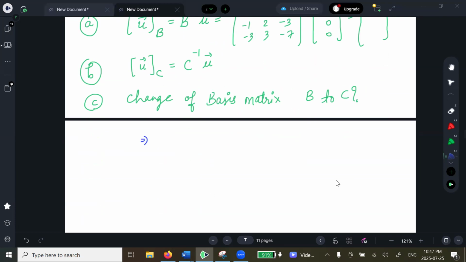So I explained all this, the background behind it, but I have to cover a lot for the review, so I won't talk about it here. It's C inverse times B. Now be careful, B to C, C to B keeps changing. Okay?